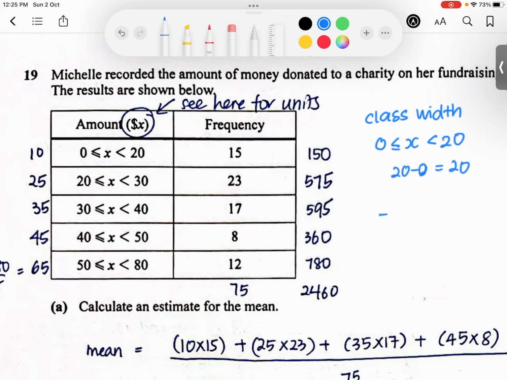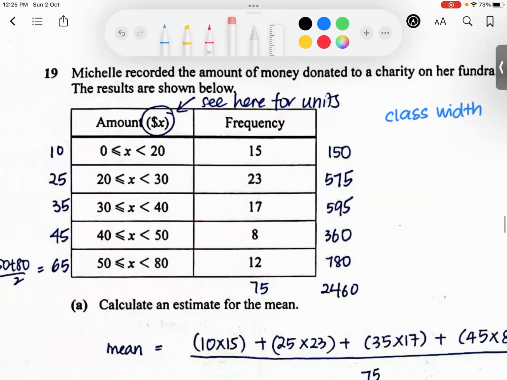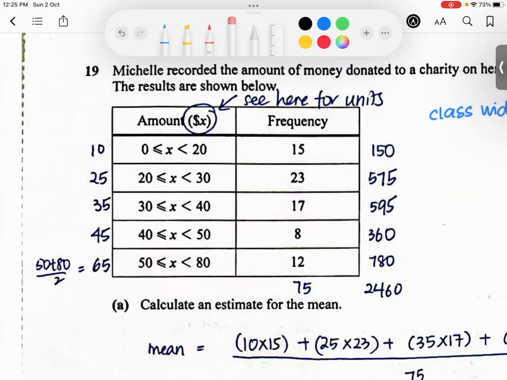So if I have another interval, 50 less than or equals to x to 80, my class width will be 80 minus 50, which is 30. So you have to take note, in case they ask you what is a class width. It takes the two endpoints of the interval and subtracts them. You notice different class intervals have different class widths, some big, some small. Please do not assume 10, 20, 30, 40, 50. Go individually, find the numbers.